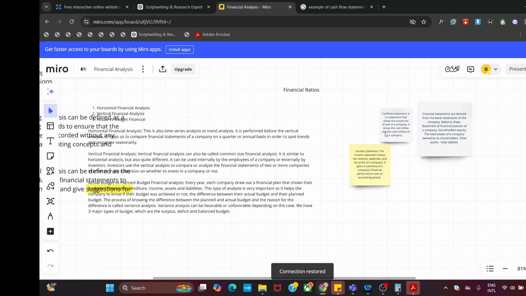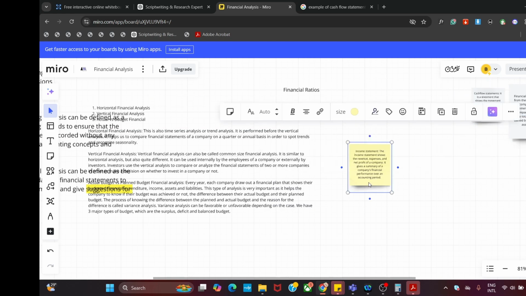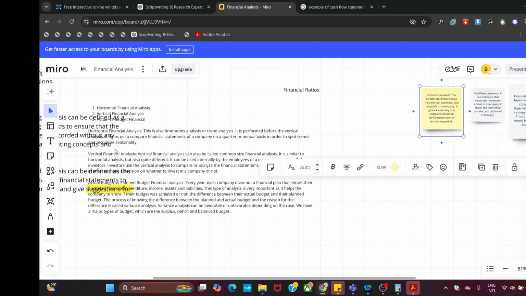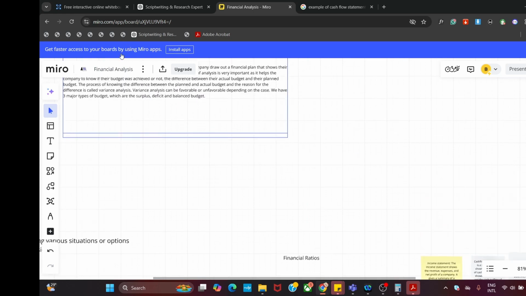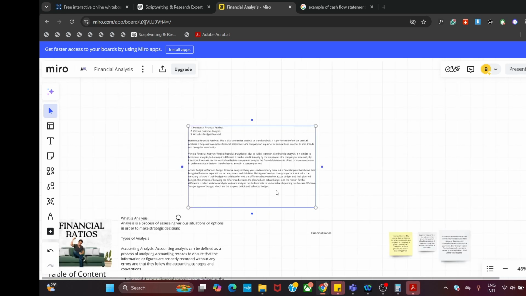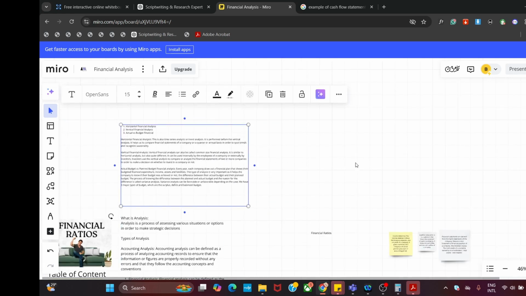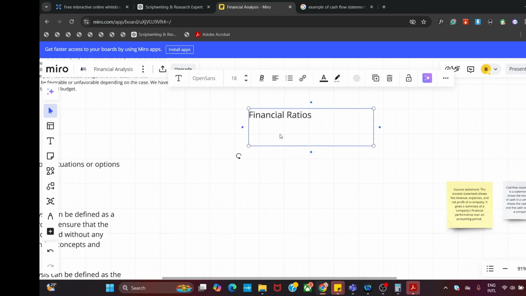So we have talked about the financial statements. We have introduced the different kinds of financial statements. Now we are going to talk about the different types of financial ratios that we have. About these notes, you don't have to worry. I will be attaching the link to this board to the video. So let's go ahead and talk about financial ratios. We have various types of financial ratios, but the specific financial ratio we are going to look at today is the liquidity ratio.